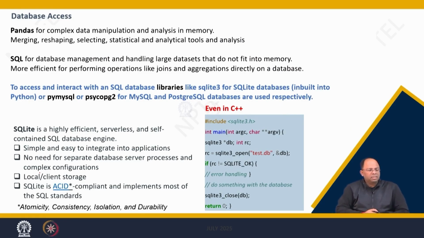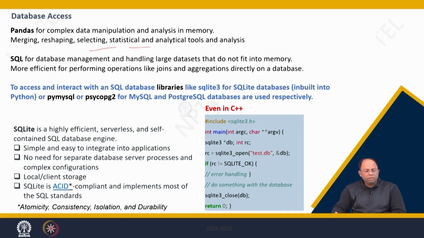Now coming to database access, not directly accessing like Excel or so on. If I want to access a database, why do I need to access a database in the first place? Pandas is usually used for data manipulation, analysis, and so on. That means if I open a file in memory, I can manipulate the data and then save it back, right? So usually we do it for merging, reshaping, selecting, statistical analysis, and many kinds of things.